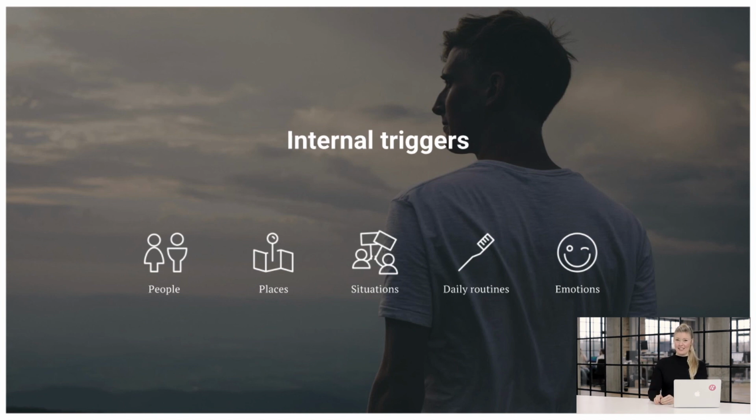Another internal trigger is the emotions. And actually we know that the emotions are the strongest internal trigger. There are positive emotions and then there are negative emotions. And the negative emotions we know are stronger than the positive emotions. It is scientifically proven that people with depression are more likely to use digital products and services than people without depression. And that doesn't mean that we necessarily have to design only for people with depression.